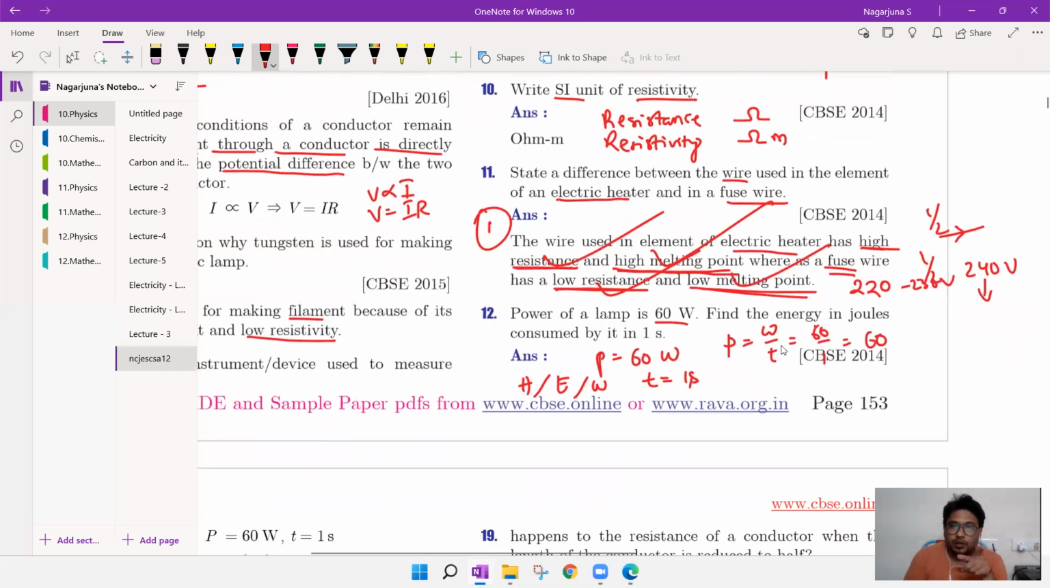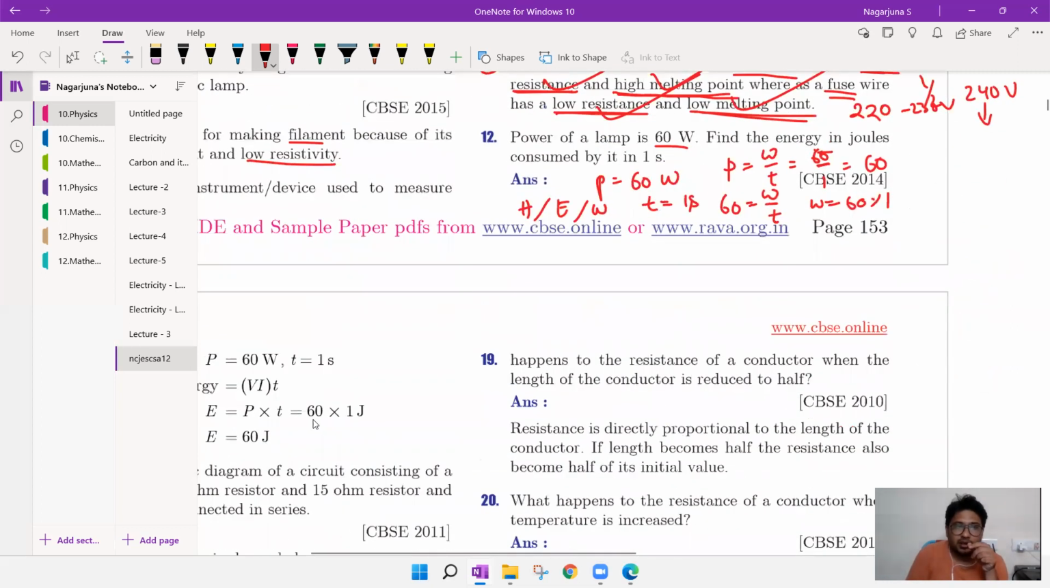So what he asked, he asked work, right? So what to do? Work is not 60 here. Power is 60. 60 is equal to W by T. So W is equal to 60 into T. So 60 into T, that is 60 into 1, which is nothing but 60 joule. You can write either work or energy, whatever. Both are correct.